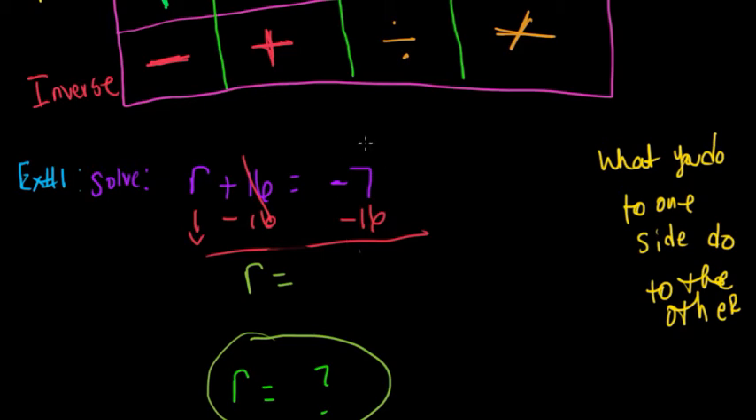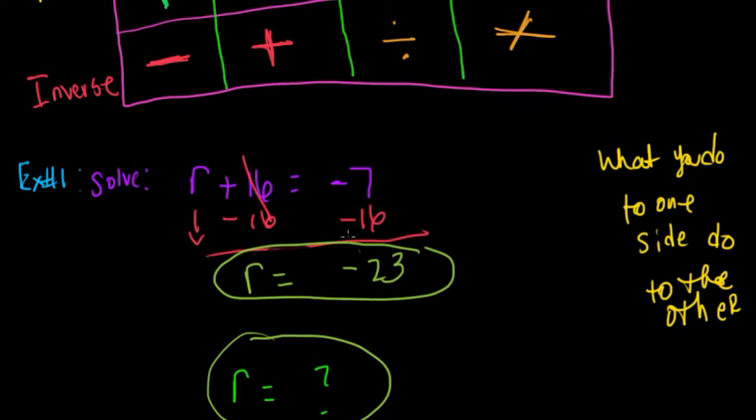Negative 7 minus 16. Well, negative 7 minus 16, that'd be a minus 23. A minus 23, and that is your answer. This is your answer: r is equal to minus 23. That's the whole point of equations. We want to solve for a certain variable. Right? We want the variable to be equal to a quantity.